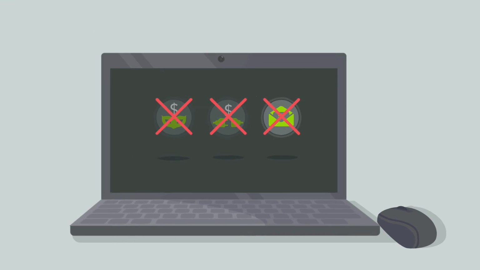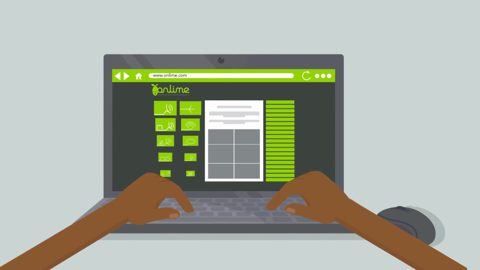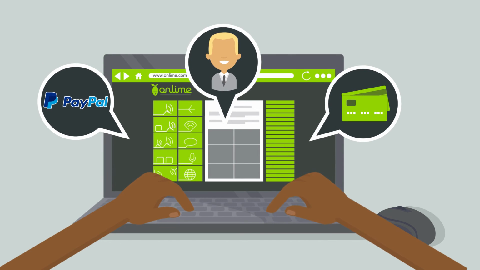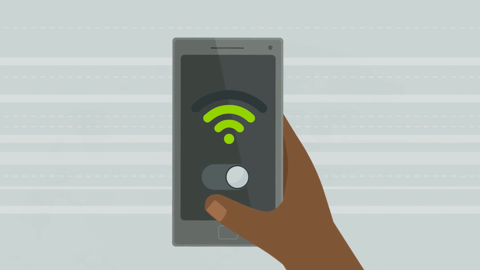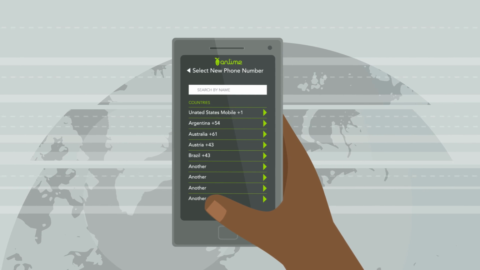To buy online credit for low-rate calling, you simply hop onto our website using your credit card or PayPal, or purchase credit directly from one of our distributors. It's that simple. As long as you have an internet connection, Onlime gives you the flexibility and power to call anyone in the world at record-breaking rates.